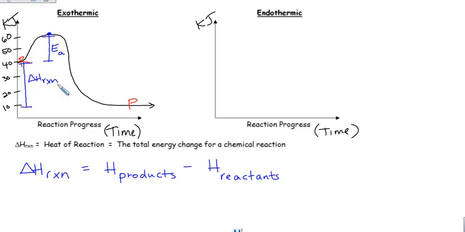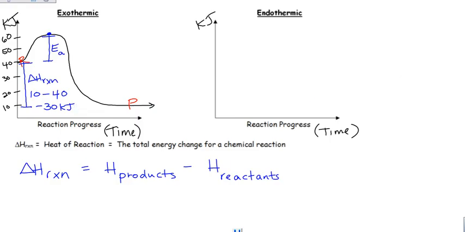If I want to calculate it, you just plug it in. Products minus reactants. So let's say maybe 10 minus 40 is negative 30 kilojoules. There'd be my heat of reaction. There's a net release of 30 kilojoules. Notice that the overall energy change for the reaction, the heat of reaction, does not include the activation energy bump. Common mistake.